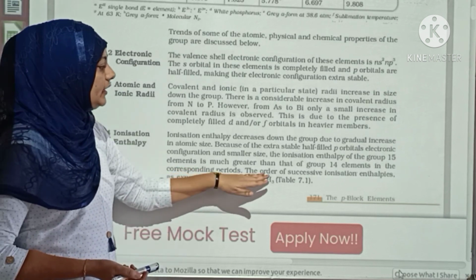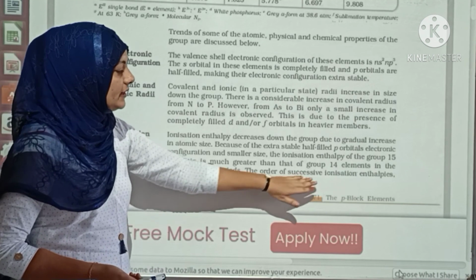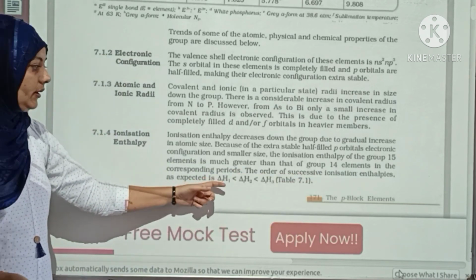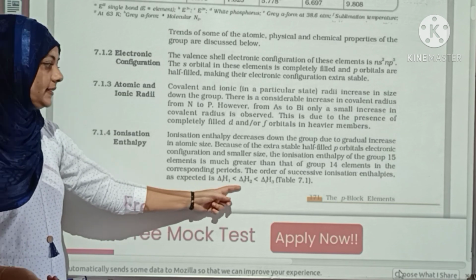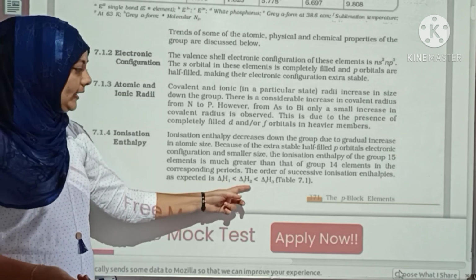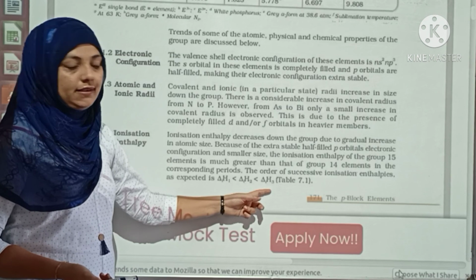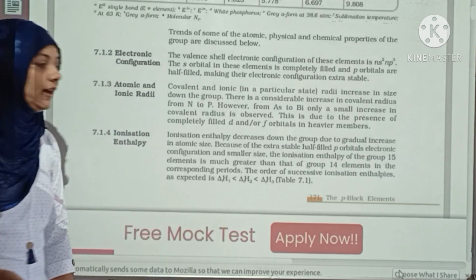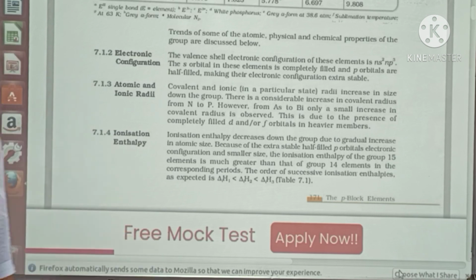Corresponding periods. The order of the successive ionization enthalpy is expected to be ΔiH1 less than ΔiH2, in turn less than ΔiH3. Delta i we can say, delta i. Is it clear? So this is what is given over here.